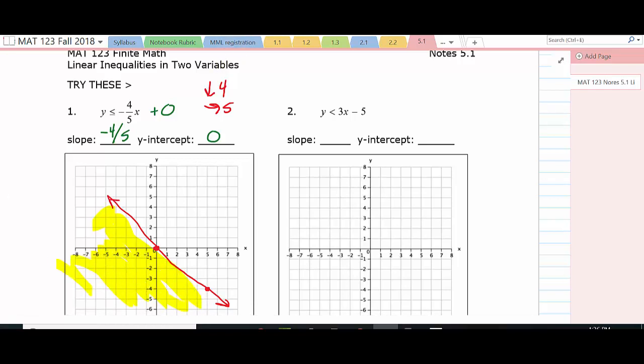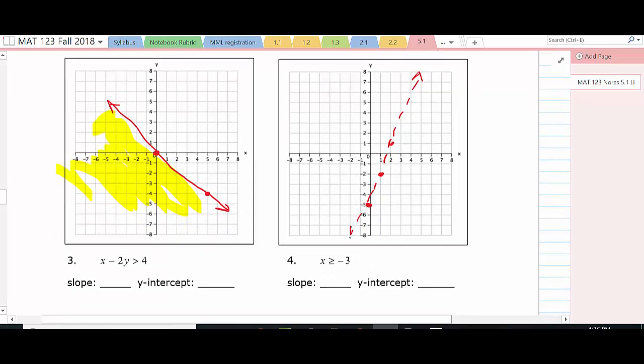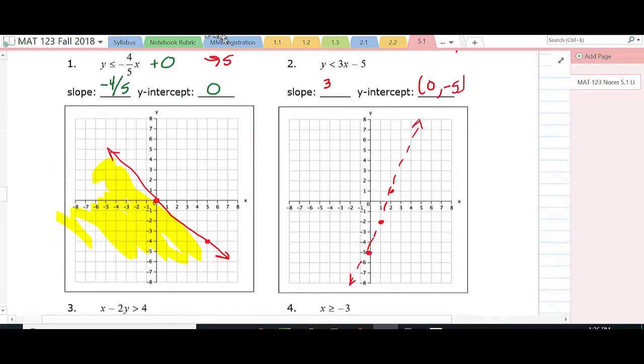Okay. The next one, you have a slope of 3. You have a y-intercept of -5. If you have a slope of 3, you want to go up 3 and to the right 1. Okay. So I'm going to start at my y-intercept of -5, then go up 1, 2, 3, and over 1. And then this one you should put a dashed line on, like this. And then this one was a less than problem, so you should shade below like that.